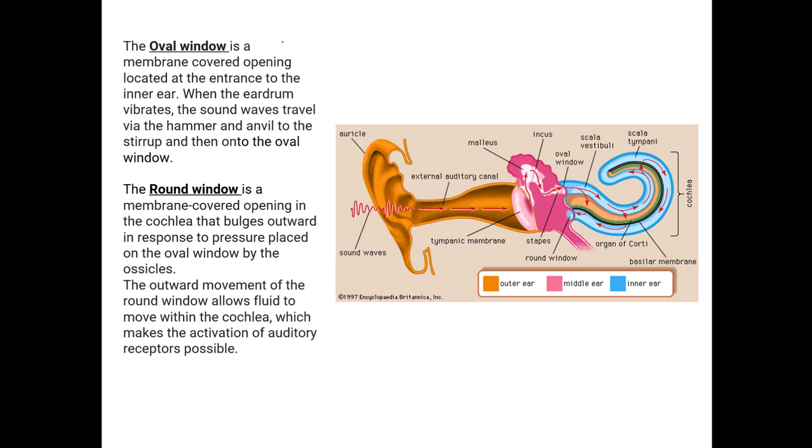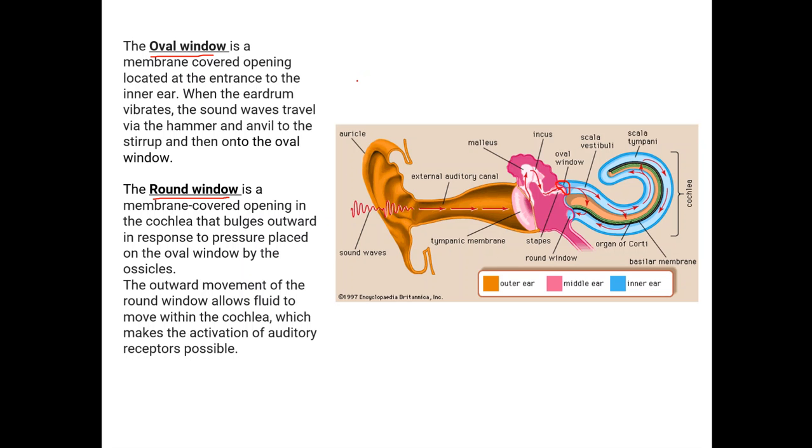The other two elements of the middle ear that I want to talk about are the oval window and the round window. Let's start with the oval window. The oval window is this one over here. It is the actual window covered with a membrane, kind of similar to the tympanic membrane, on which the stapes ends and connects to.